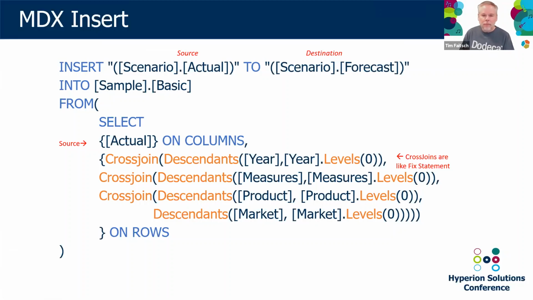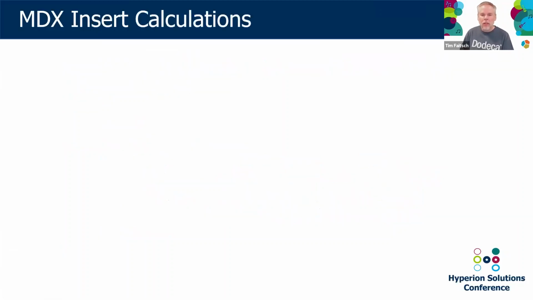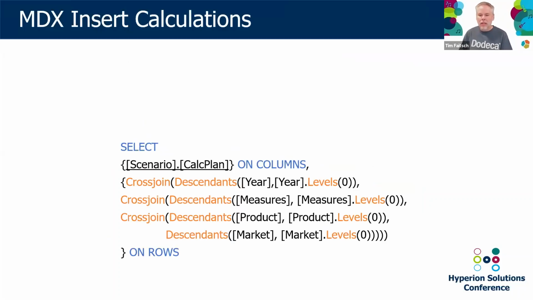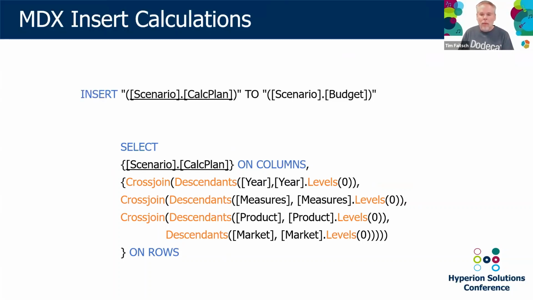All right, what else can we do here? MDX insert calculations. Similar thing: I'm going to take this, create a new member called calc plan, and pull that on my columns here. Same exact cross join set on the rows. I'm going to insert that calc plan into budget.